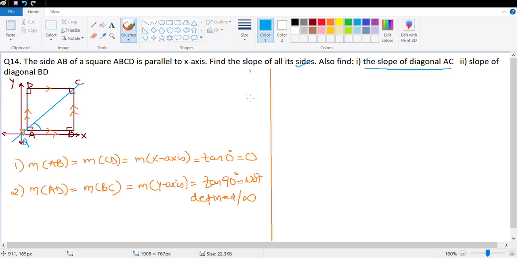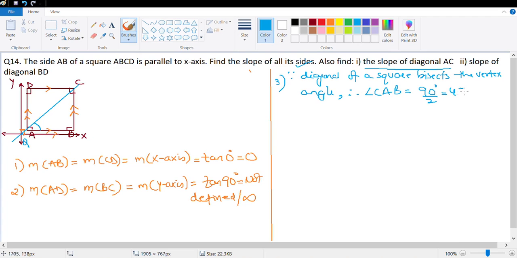Any property that you remember of a diagonal of a square? Yes, I remember that the diagonal of a square bisects the vertex angle. So since the diagonal of a square bisects the vertex angle, therefore angle CAB is equal to 90 degree upon 2, which is equal to 45 degree. Therefore, slope of line AC, which is diagonal AC, would be equal to tan of 45 degree.